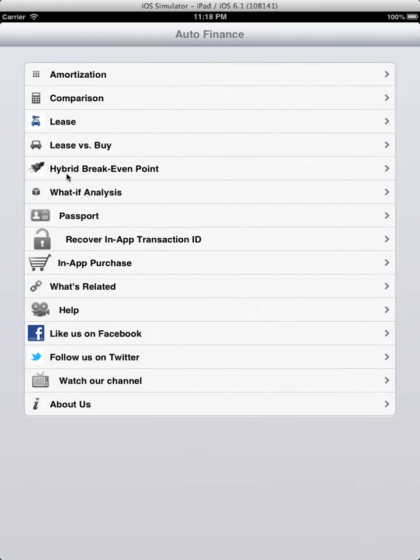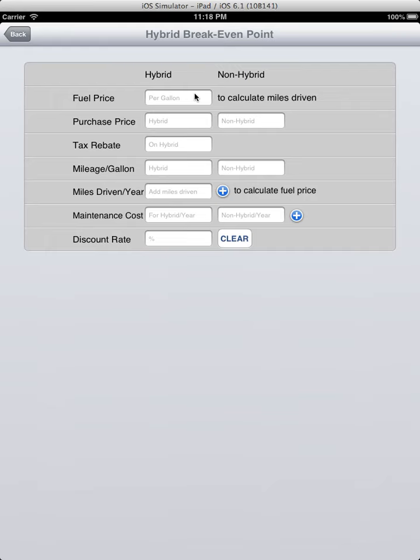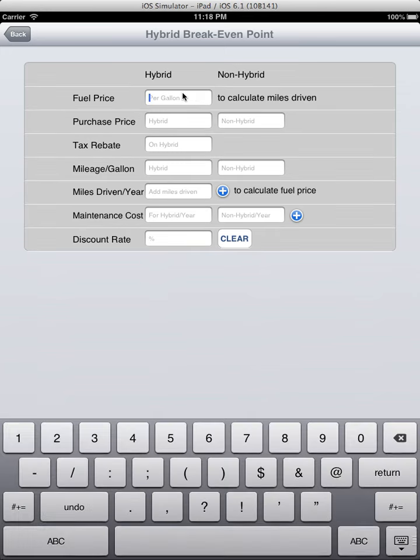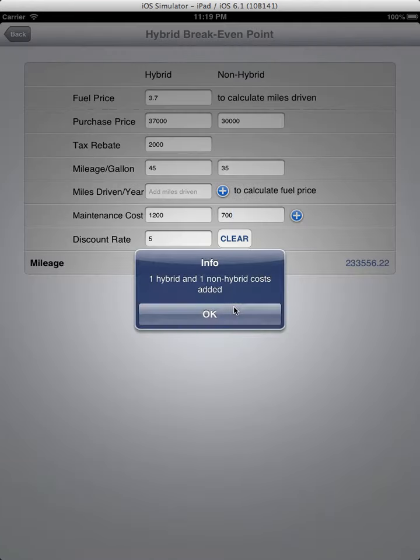And now let us analyze the hybrid break-even point. There are two things we can calculate: one is the fuel price, another is the miles to be driven. Say fuel price is 3.7, purchase price is 37,000 versus 30,000. Now say rebate is 2,000 and mileage per gallon is 45 versus 35, and here miles driven we need to calculate. Say the discount rate is 5%, maintenance cost is $1,200 versus $700, and we are considering 3 years.